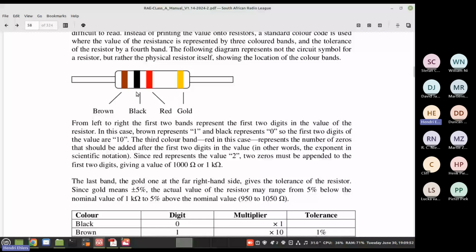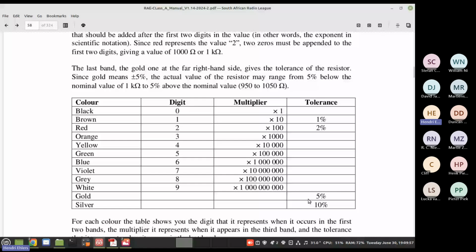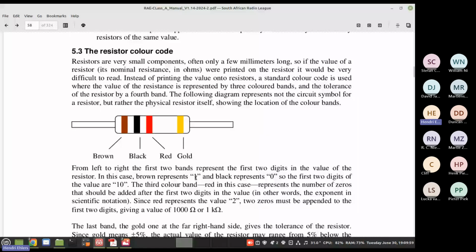We look at this now. Gold is a 10% tolerance, and brown's value is 1. So we'll write down 1, 0, and we'll add 2 zeros because red is 2. So this resistor would be a 1K because it's 1 0 with 2 zeros, which is 1 kilo ohm.